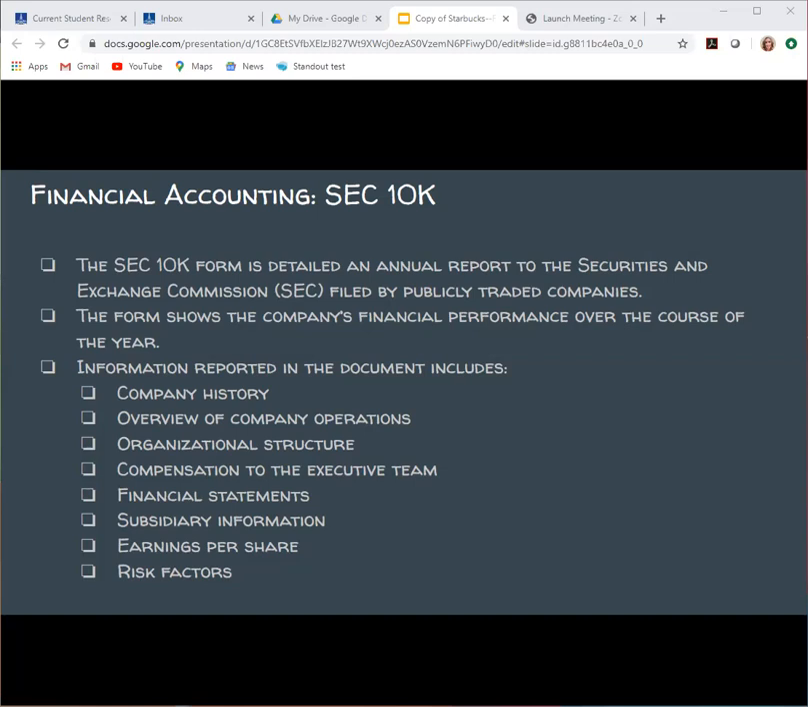Information reported in the document includes company history, overview of company operations, organizational structure, compensation to the executive team, financial statements, subsidiary information, earnings per share, and risk factors.